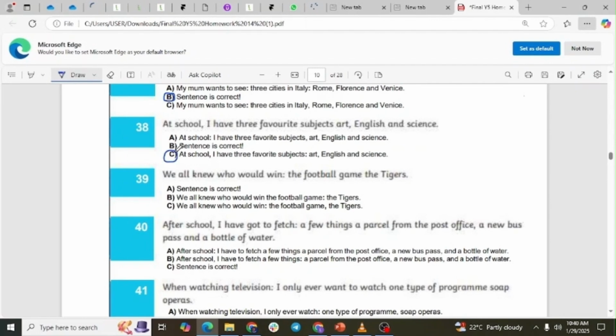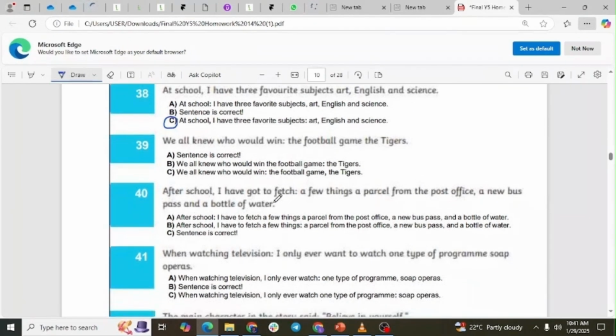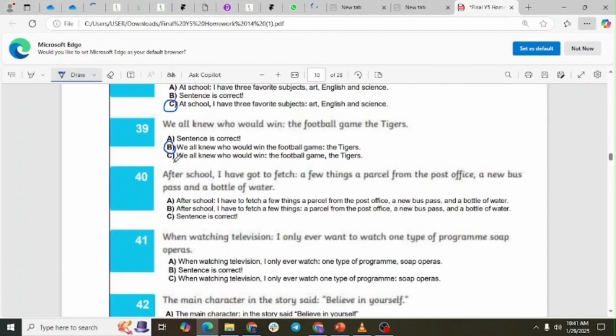The colon makes it clearer that we're listing the subjects. Question 39. We all knew who would win. The football game, the Tigers. Does that sound natural? Not really. The correct answer is B. We all knew who would win the football game: the Tigers. The colon introduces the Tigers as the winner.